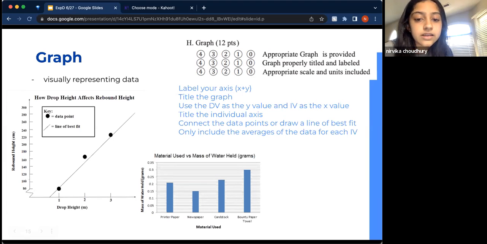That's basically the line there. And this is also an option that another person did. It was a bar graph. So you can kind of do whatever you'd like, whatever best represents your data. It's up to you.